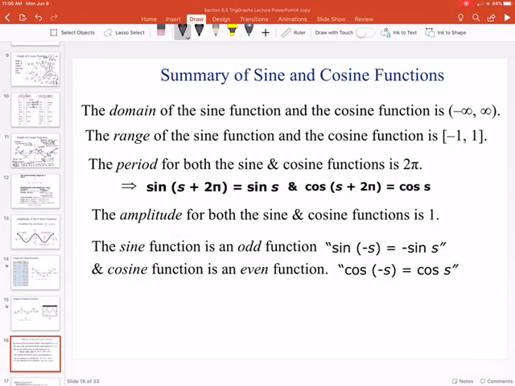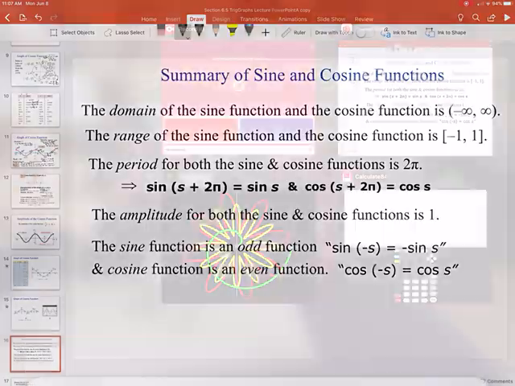If you want to look at similarities, summing up the two, we've talked about domain and range being the same, the period being the same, the amplitude being the same. The only thing different is symmetry: we have an odd function with sine, symmetric to the origin, and an even function with cosine.